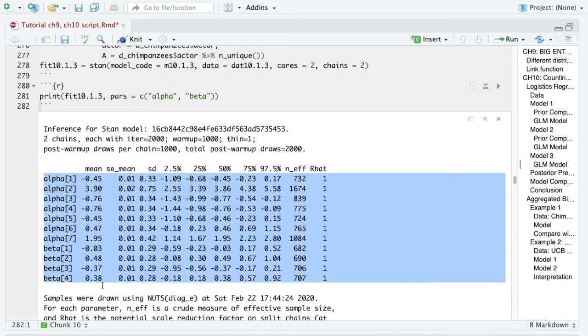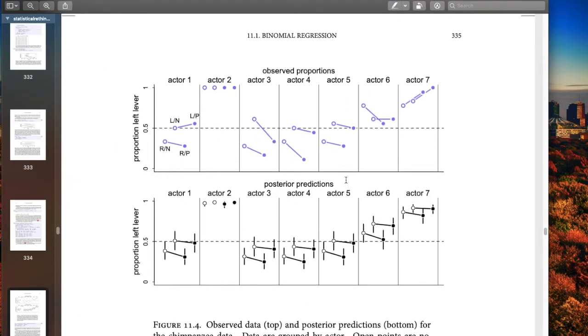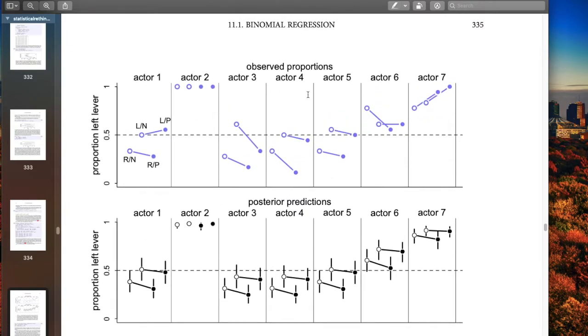However, these values actually don't tell us anything. So the author plots a very fancy posterior plot for us like this. We have different actors, different chimpanzees from 1 to 7, with different treatments, and the proportion of these chimpanzees pulling left under different treatments. And there are even confidence interval predictions. So let me explain how to draw a plot like this.